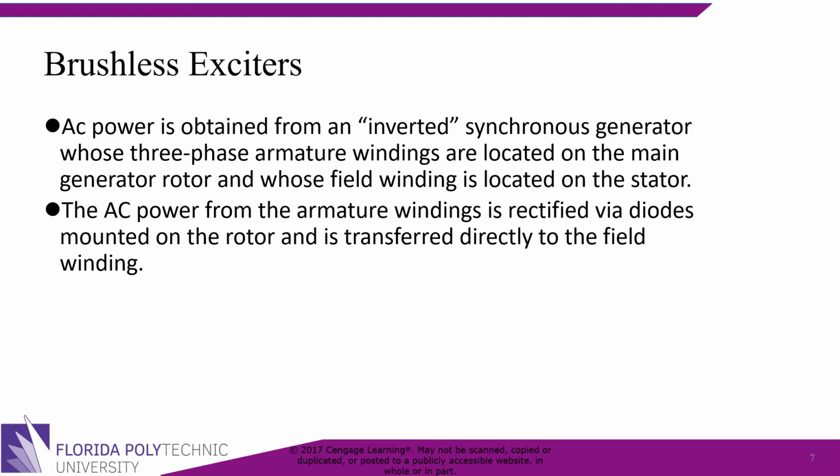Brushless exciters. AC power is obtained from an inverted synchronous generator, whose three-phase armature windings are located on the main generator rotor and whose field winding is located on the stator. The AC power from the armature windings is rectified via diodes, mounted on the rotor, and is transferred directly to the field winding.